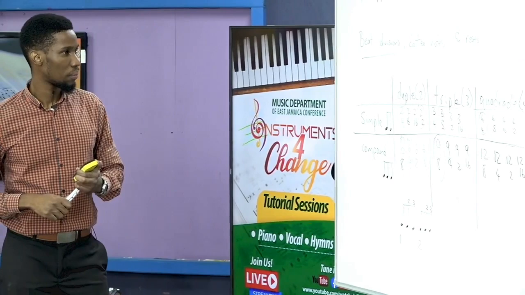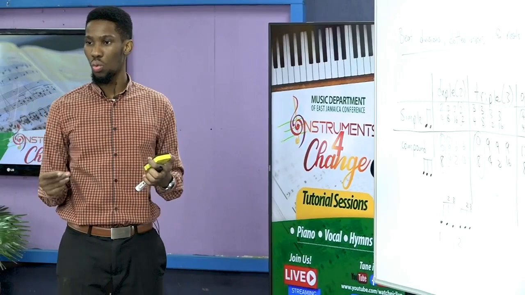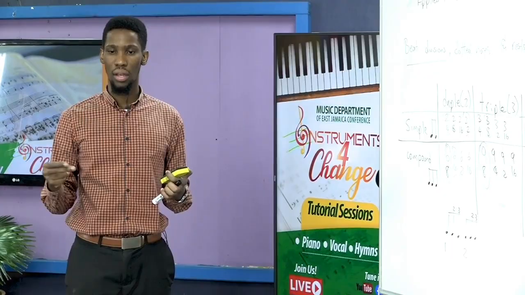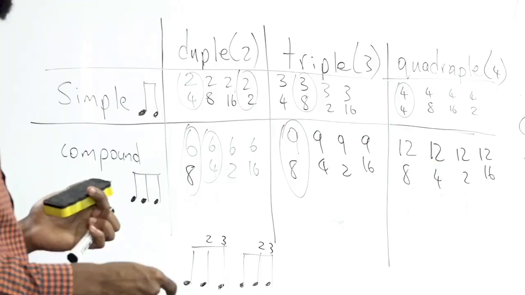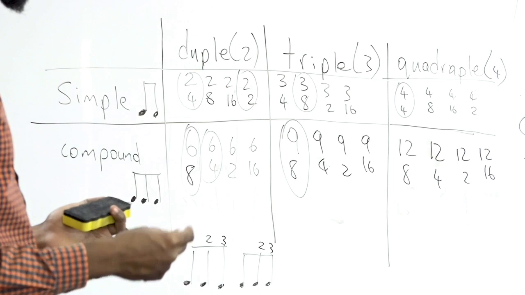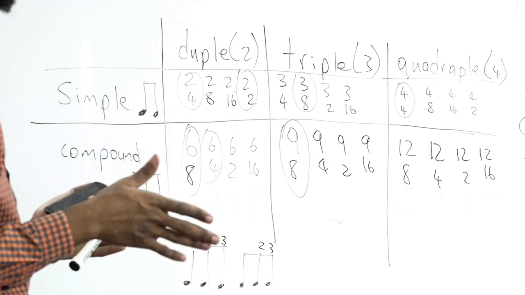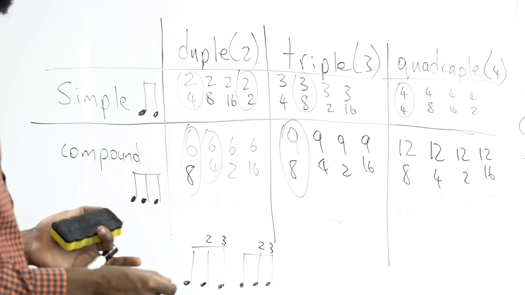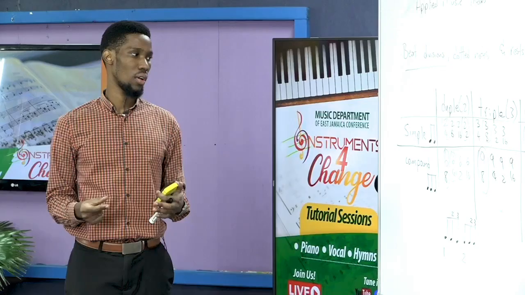Let me just do a quick recap. Simple, you divide the beat in two. 1 and 2 and, 1 and 2 and. And that's simple duple. Simple triple, 1 and 2 and 3 and, 1 and 2 and 3 and. Simple quadruple, 1 and 2 and 3 and 4 and, 1 and 2 and 3 and 4 and.